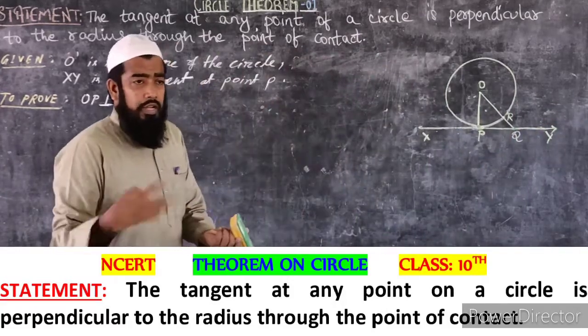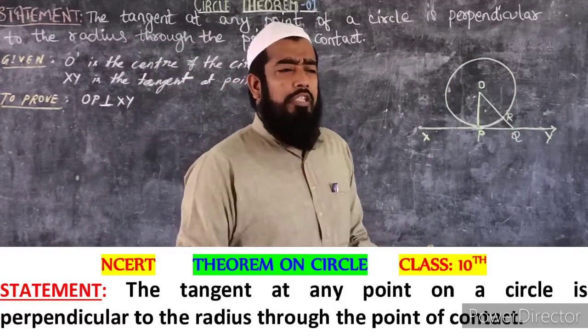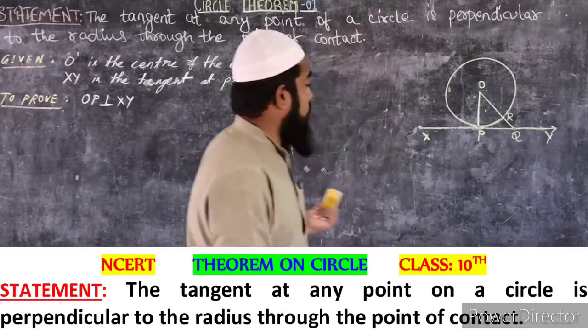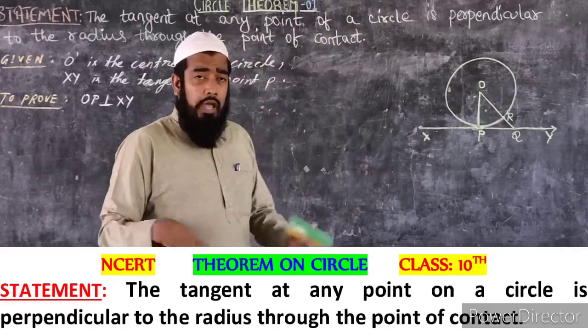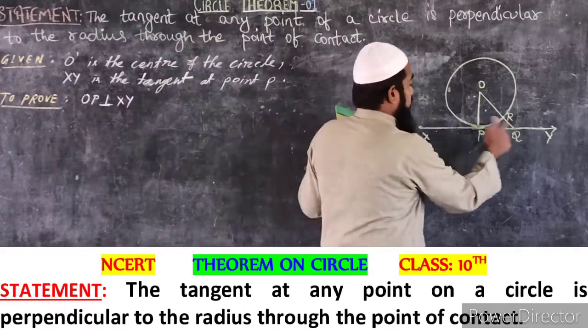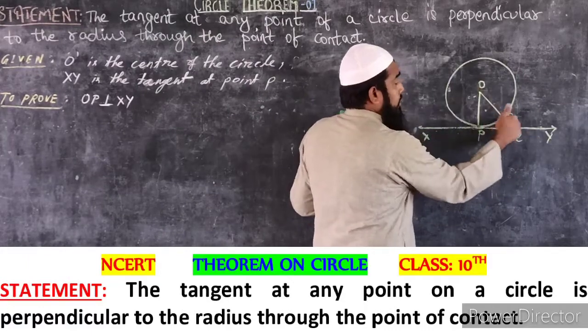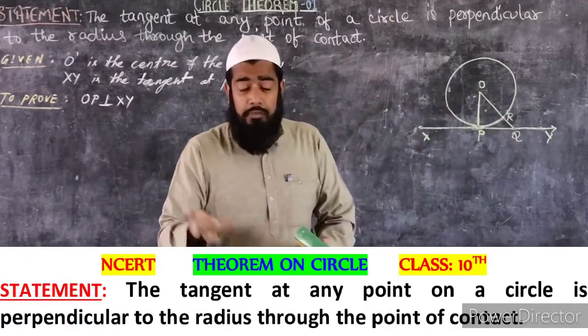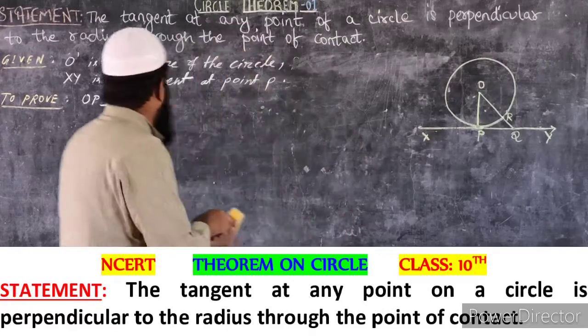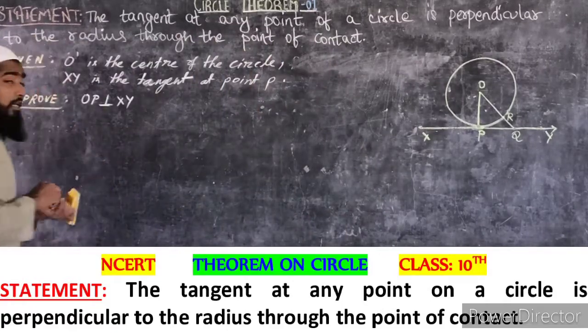For our proving, it can be proven in many different ways. Many teachers prove it in their own ways. But whatever I am going to do, let this Q be a point on XY and it intersects the circle at point R. So we have to write our construction also.